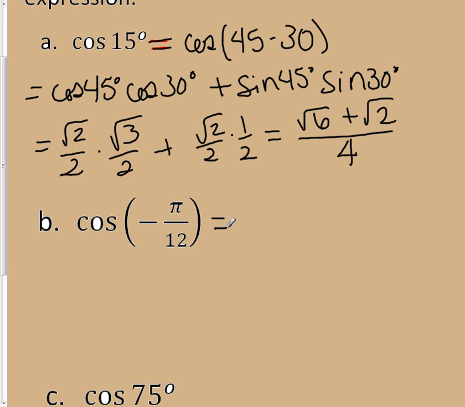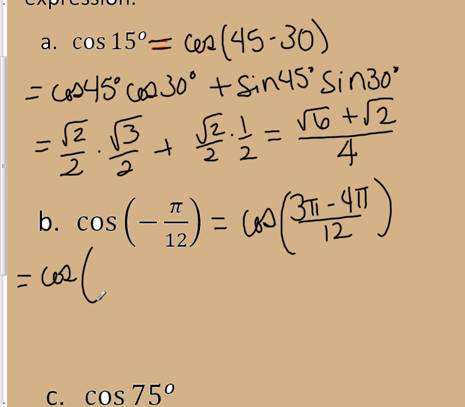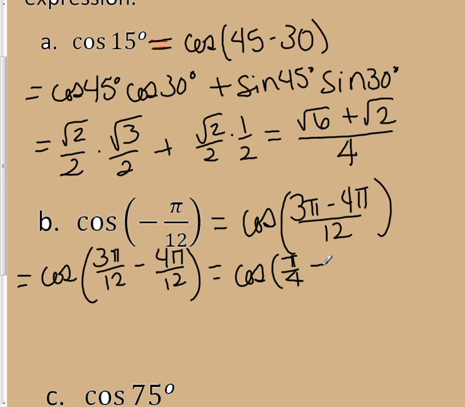So we're going to write this as the cosine of 3 pi minus 4 pi over 12, because 3 minus 4 is a negative 1. And then we're going to break this apart as the cosine of 3 pi over 12 minus 4 pi over 12. And then this reduces down into the cosine of 3 pi over 12, which is pi over 4, minus 4 pi over 12, which is pi over 3.